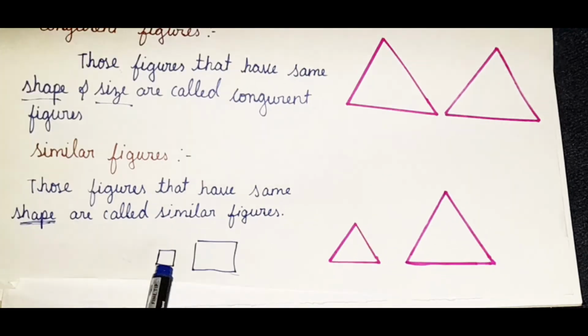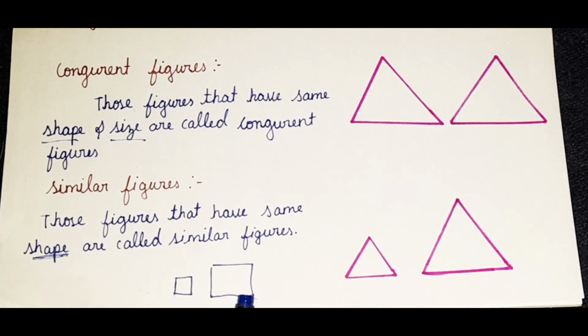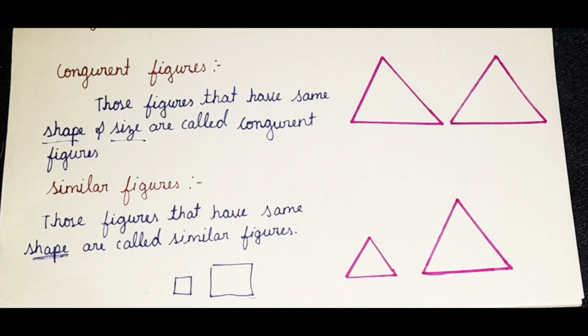Here this square is small, here the square is big. Am I right? But no matter how big or how small the square is, the shapes should be the same. If the shape is the same, then it is a similar figure. So that's all, this is a simple explanation about similar figures.